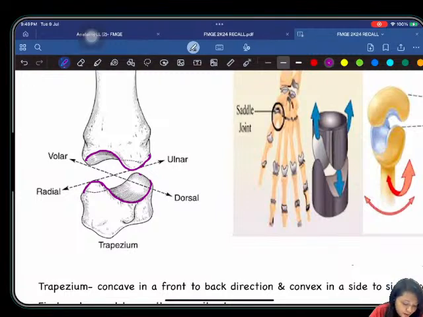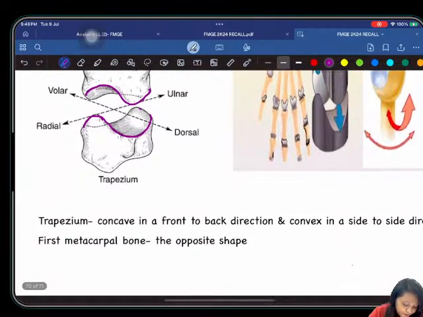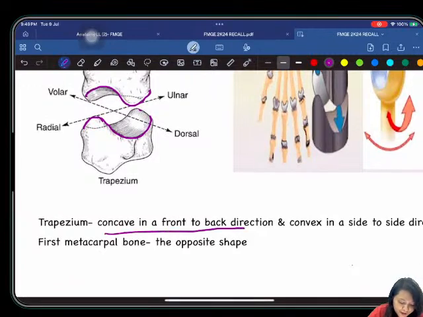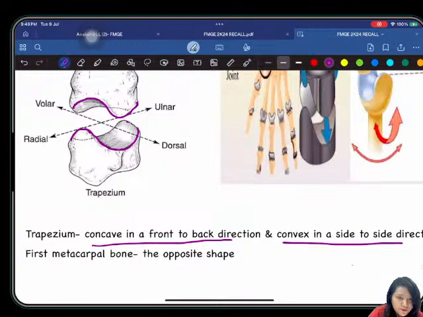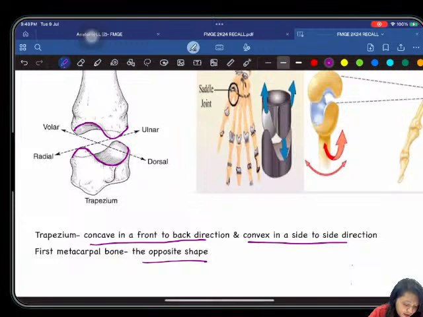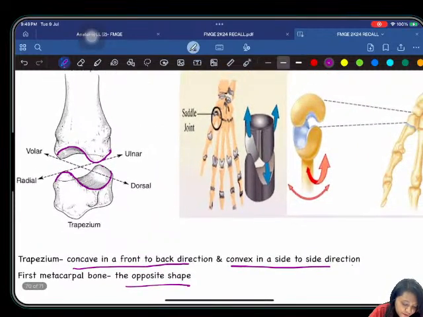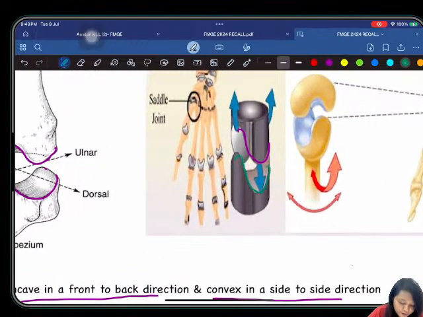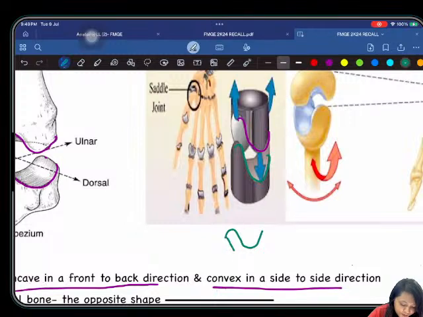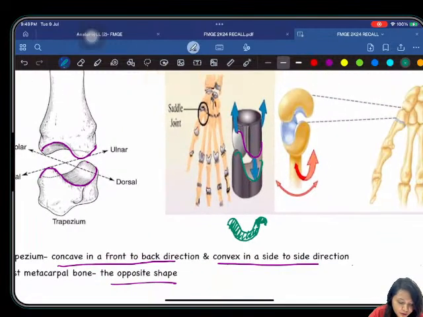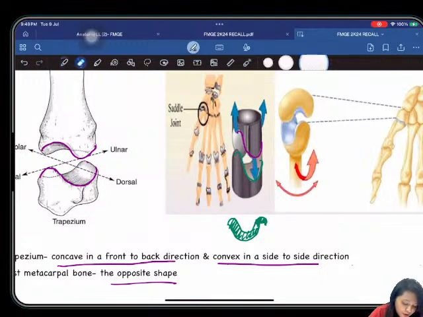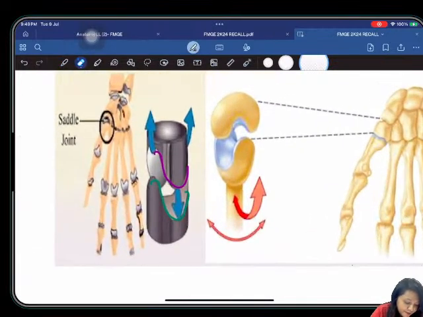So both sides have concave and convex areas. In the trapezium, it is concave in the front to back direction and convex in the side to side direction. The first metacarpal is the opposite shape. So both concave and convex surfaces are there, which looks like a saddle. Not the saddle, horse. When you do horse riding, you have seen the saddle where the person sits, and that is concave and convex. So because the area is concave and convex, it is known as the saddle variety.